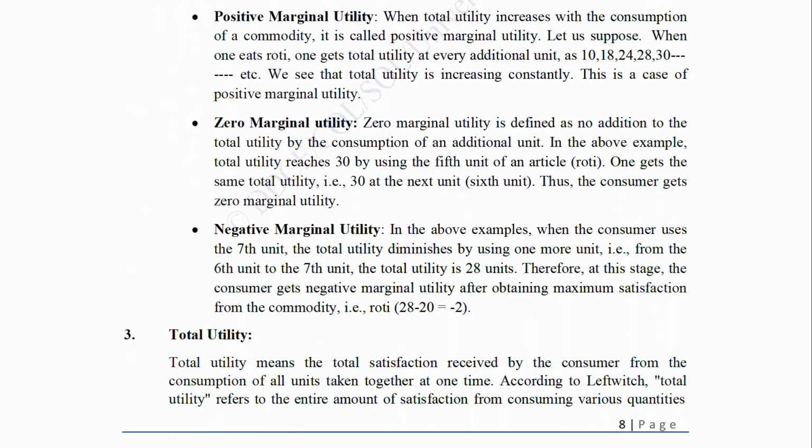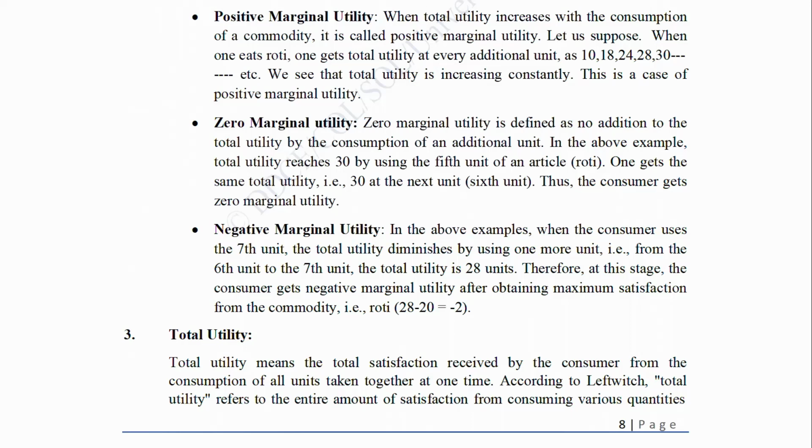Number 1. Positive marginal utility. When the total utility increases with the consumption of a commodity, it is called positive marginal utility. Let us suppose when one eats roti, one gets total utility at every additional unit as 10, 18, 24, 28, 30 and so on. We see that total utility is increasing constantly. This is a case of positive marginal utility.